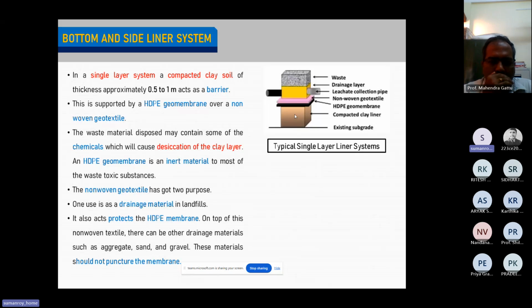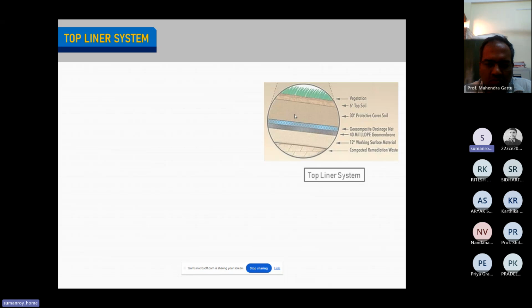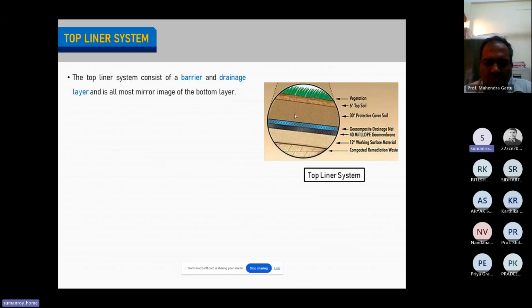First, the HDPE geomembrane will prevent the leachate from coming in contact with the clay liner. Even if it comes in contact with the clay liner, it won't be that toxic. So the clay liner will do the remaining job of preventing it from passing into the groundwater. Okay. The top liner system, on the other hand, acts in a very different way, and it doesn't need so much protection.